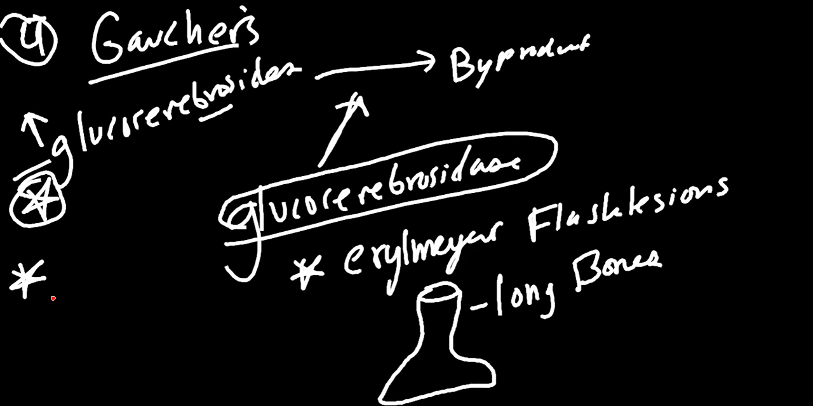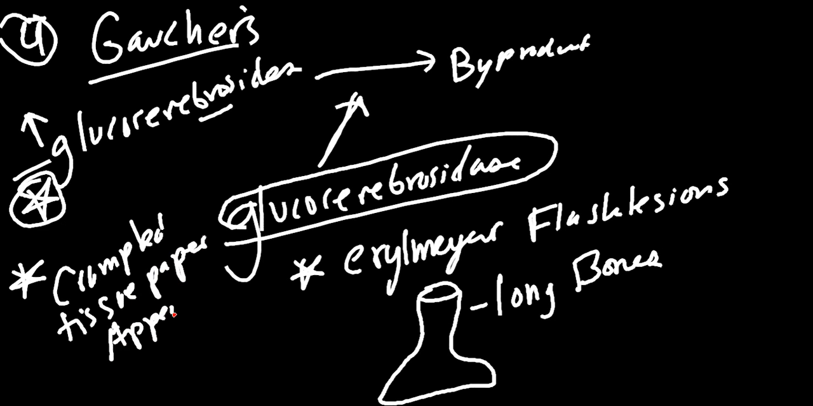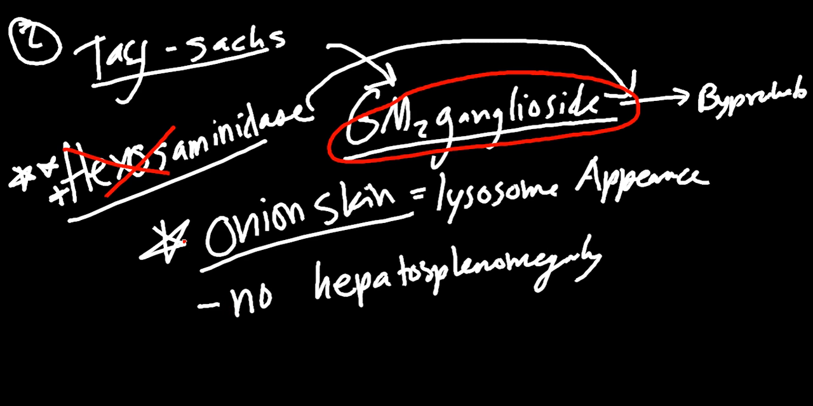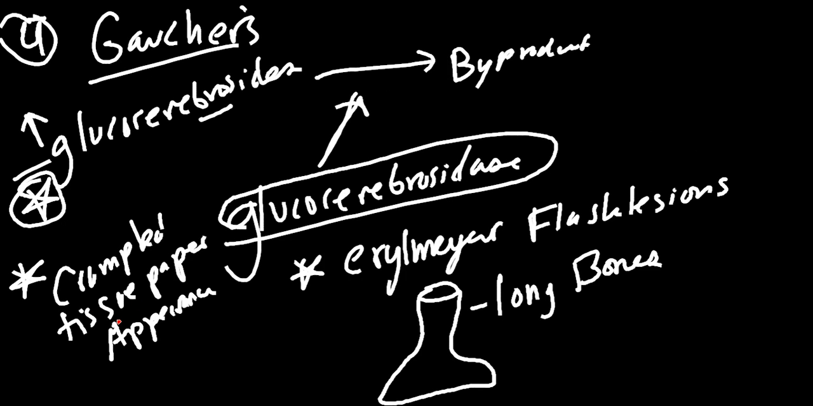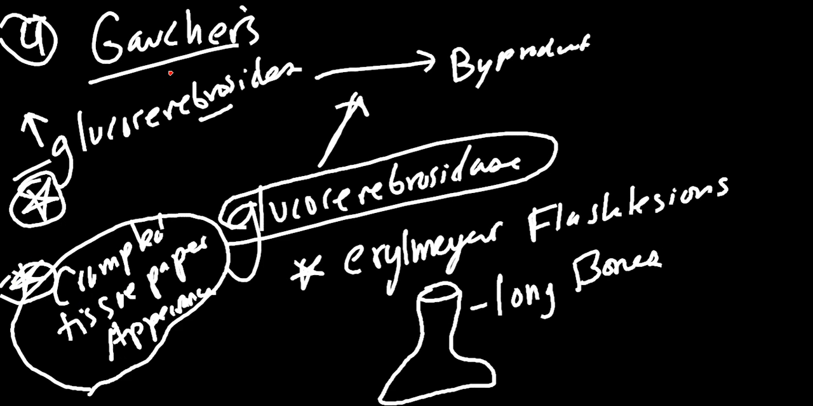Also, another probably top 5, maybe top 3 takeaway message from this whole lecture is going to be the crumpled tissue paper appearance. What does that even mean? Well, remember, for Tay-Sachs we had an onion skin appearance to the lysosome. For Gaucher's, we're going to have a crumpled tissue paper appearance. For some reason, test writers love this. They'll either show you a picture of a crumpled tissue paper-like lysosome, or they'll just say it looks like crumpled tissue paper. I would remember this if I were you. The crumpled tissue paper is associated with Gaucher's disease.